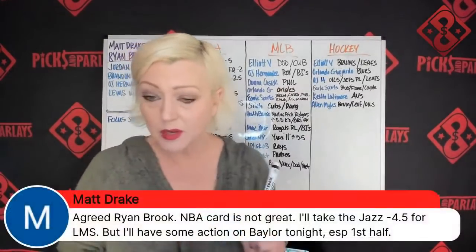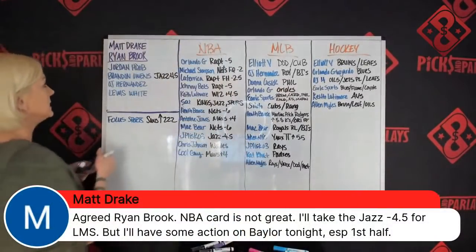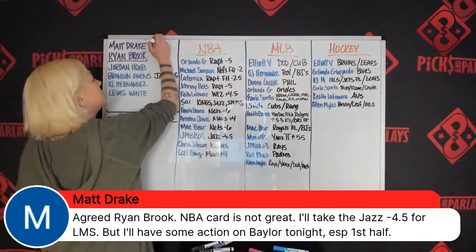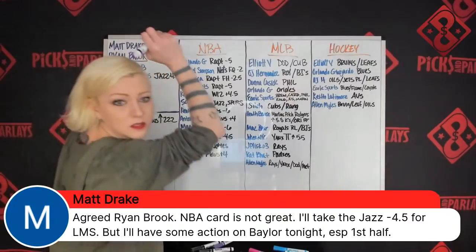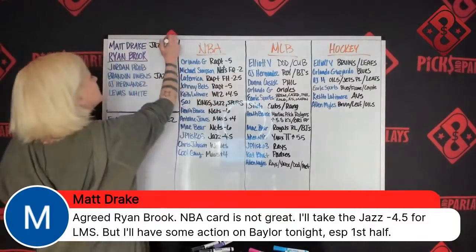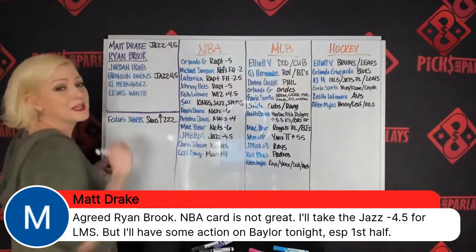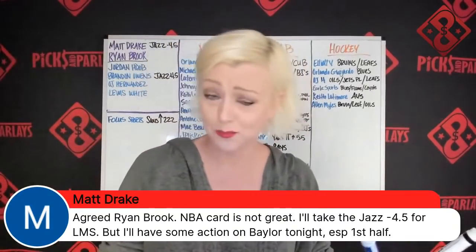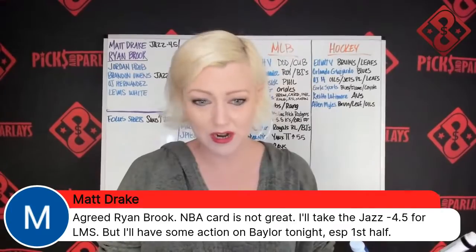NBA card is not great, but you're going with the Yaz. Ryan Brook, did you give me a pick in here? Because I don't have it if you did. I've seen you. And this is Matt. Yaz minus 4.5. Thank you for your magic play yesterday, Matt. I cashed on your magic. But you're going to have some action on Baylor.